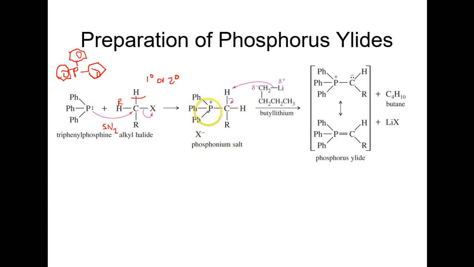Okay, phosphonium salt. It's a phosphorus. It's charged, so it's a salt. You then use butyl lithium. The butyl lithium is just a strong base. You're basically using the butyl lithium to pluck off this hydrogen right here. That hydrogen is slightly acidic. It's more acidic than a typical carbon hydrogen because you have this plus charged phosphorus next to it.